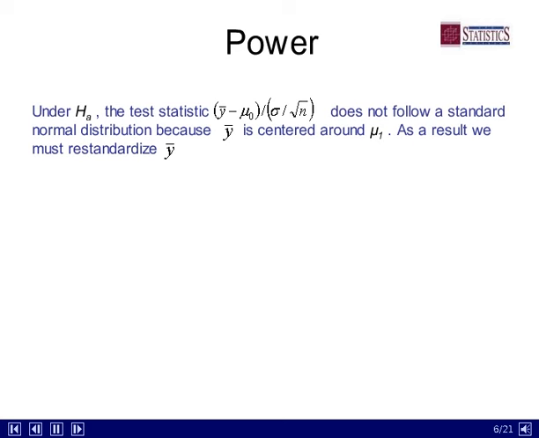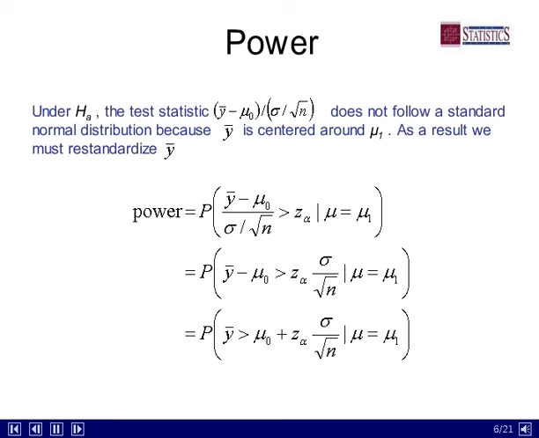Okay, so under HA, though, if the alternative is really true, and mu is equal to mu1, then y bar minus mu0 over sigma over square root n, what we're calling z in general, does not really follow the standard normal or z distribution, because under the alternative, y bar is actually centered at mu1. So therefore, y bar minus mu1 over sigma over square root n will follow a z distribution. So we got to re-standardize our y bar. So we start with the same equation from the previous slide. And basically, I need to isolate y bar and then re-standardize it using mu1 instead of mu0.